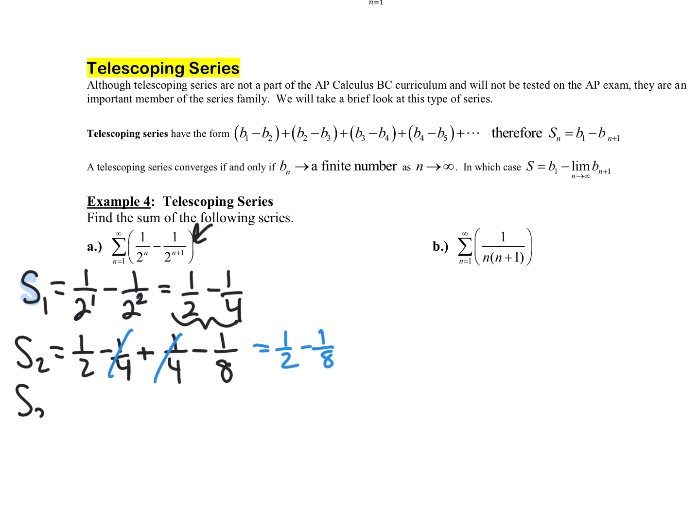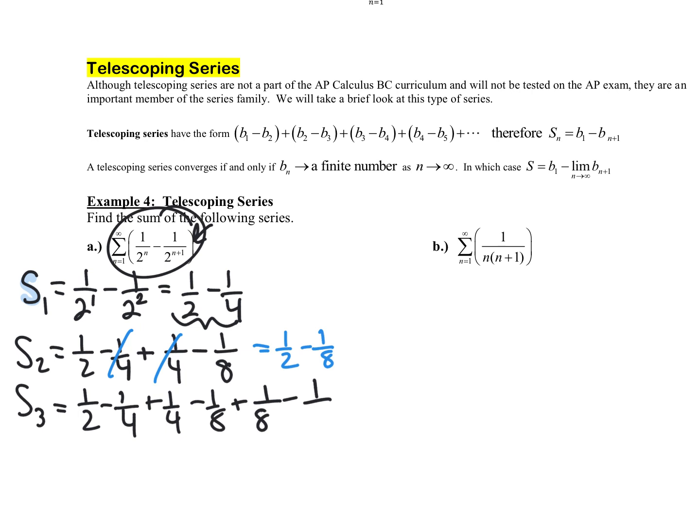And then if we look at the third term, we'll have all of these that we've already calculated, plus the third term added in here. So plug 3 into here, and we'll get 1 over 2 to the third, which is 8, minus 1 over 2 to the fourth, which is 16. And then now the 1/4 will cancel, but the 1/8 will also cancel out. And so this will be 1/2 minus 1/16.